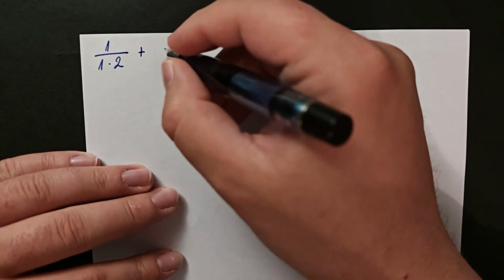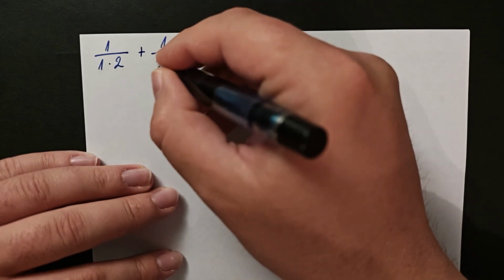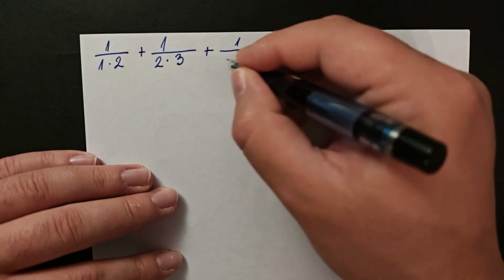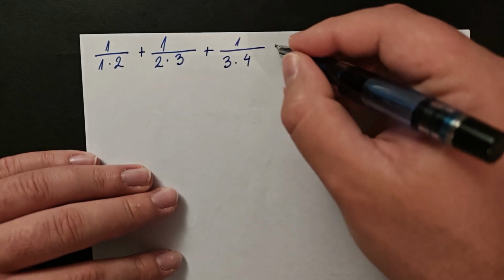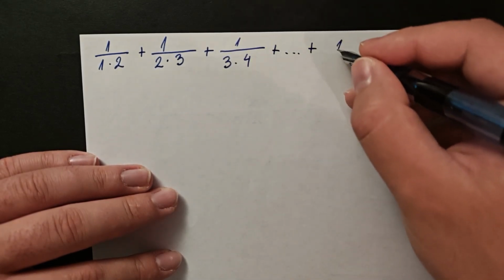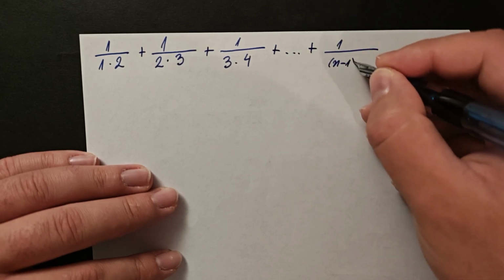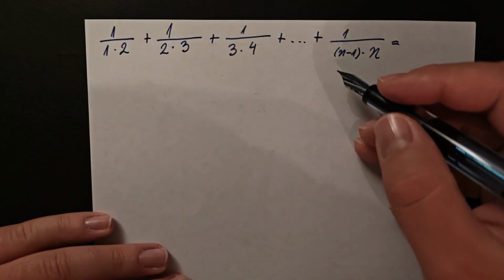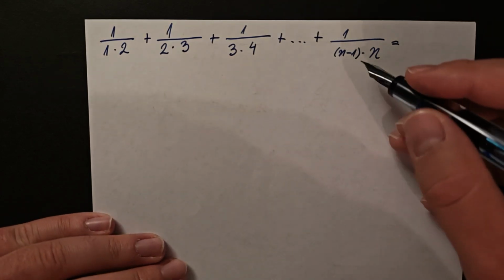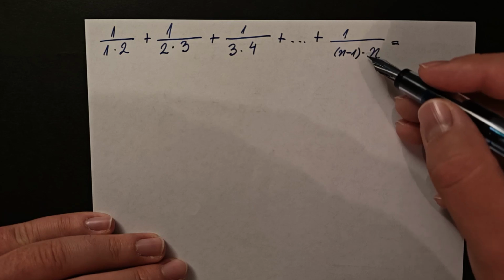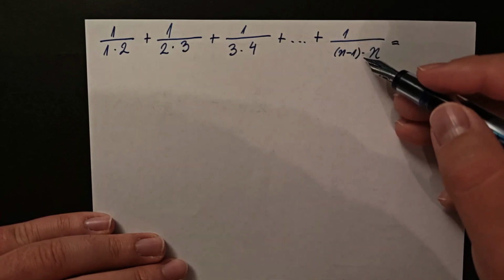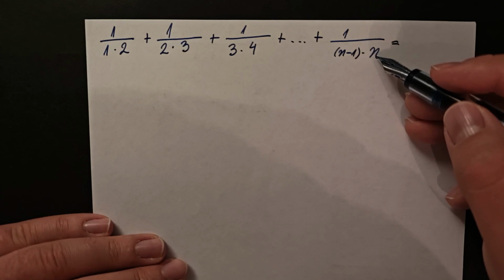The reason why this problem is so popular on competitions is because of its general form. It is 1 over 1 multiplied by 2, plus 1 divided by 2 multiplied by 3, plus 1 divided by 3 multiplied by 4, and so on, 1 divided by n minus 1 multiplied by n. And here, as you can see, instead of the last term being 1 over 2024 multiplied by 2025, we have 1 over n minus 1 multiplied by n.